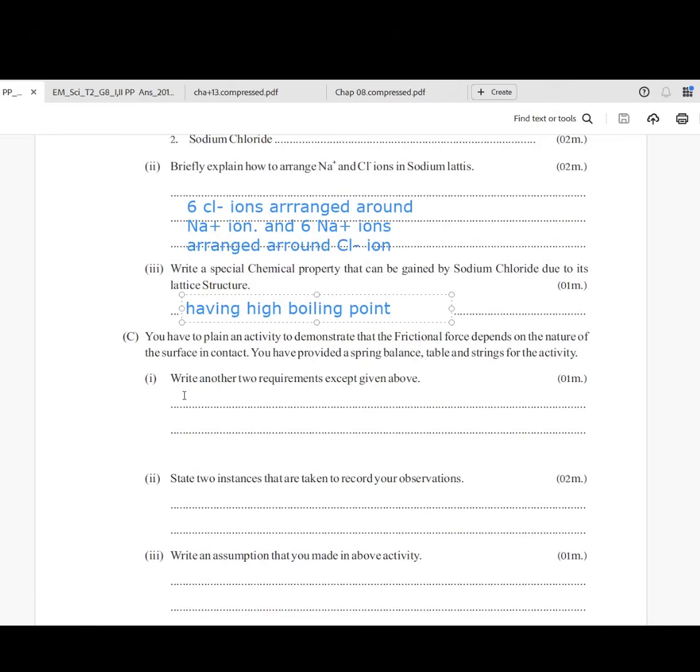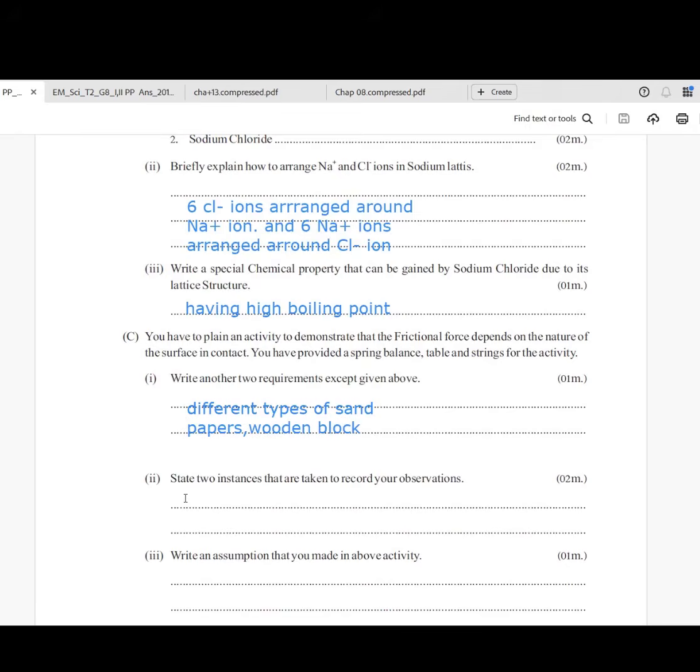You have to plan an activity to demonstrate that the frictional force depends on the nature of the surface in contact. You are provided a spring balance, table and strings for the activity. Write another 2 requirements except those given above. Different types of sandpapers to change the roughness of the surface, and a wooden block to use as the object.